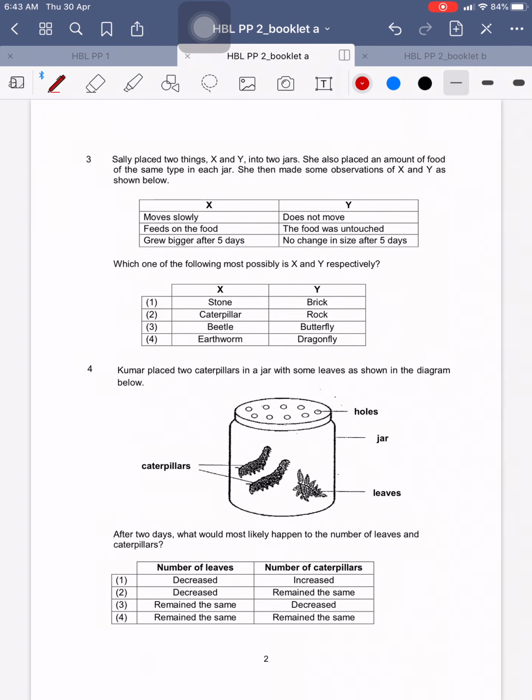Question number 3. Sally placed 2 things, so we have 2 things here, X and Y, into 2 jars. She also placed an amount of food of the same type in each jar. So what we understand so far, there are 2 jars. Inside there are 2 things, X and Y, separated. She also placed this amount of food of the same type into the jars. Alright, so she then makes some observations of X and Y as shown.